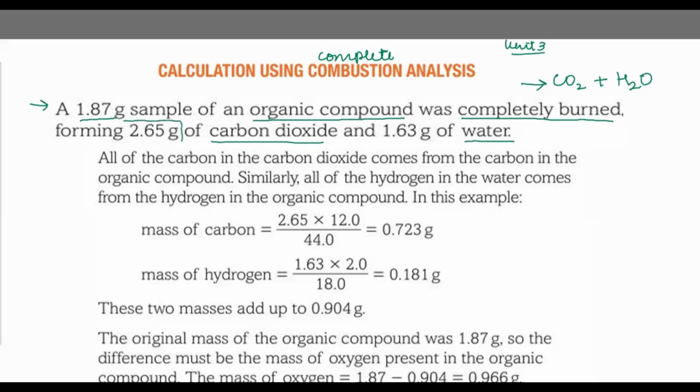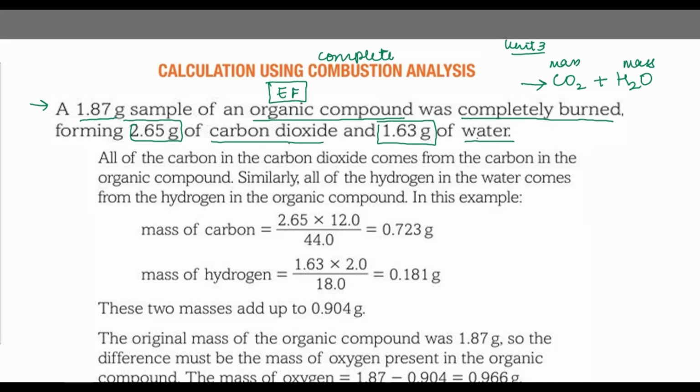This is the mass of carbon dioxide and this is the mass of water which has been obtained when this 1.87 grams of organic compound underwent a combustion reaction. So they have given you the masses of the products, the mass of water and the mass of carbon dioxide, and they want you to find out the empirical formula for this organic compound. Okay, so carbon dioxide and water are given to you.